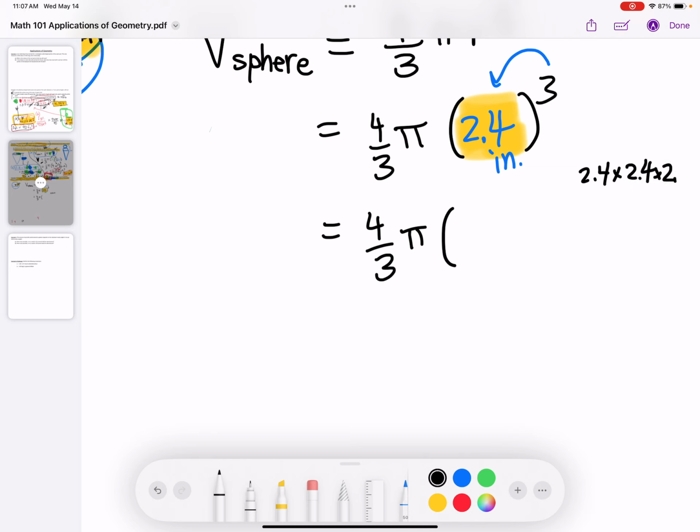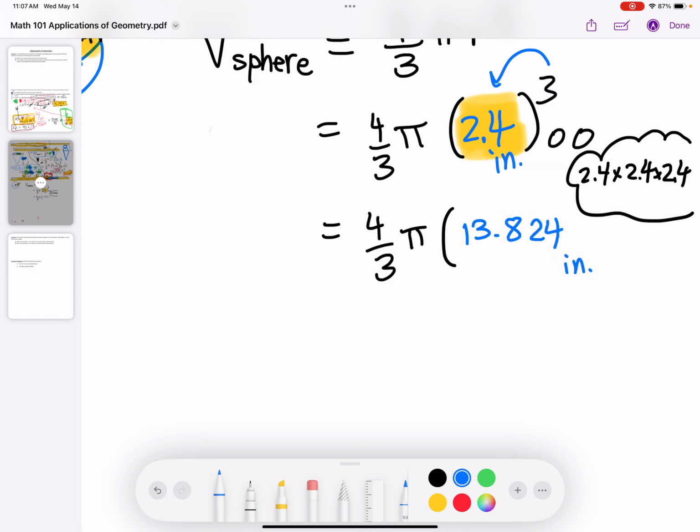So you could just type that on your calculator, either 2.4 times 2.4 times 2.4, or 2.4 to the third power. Either way, you will get 13.824, and that'll be in cubic inches, because the inches are being cubed also.